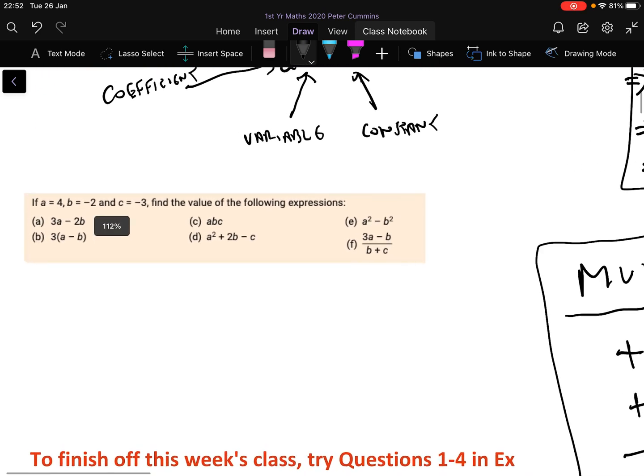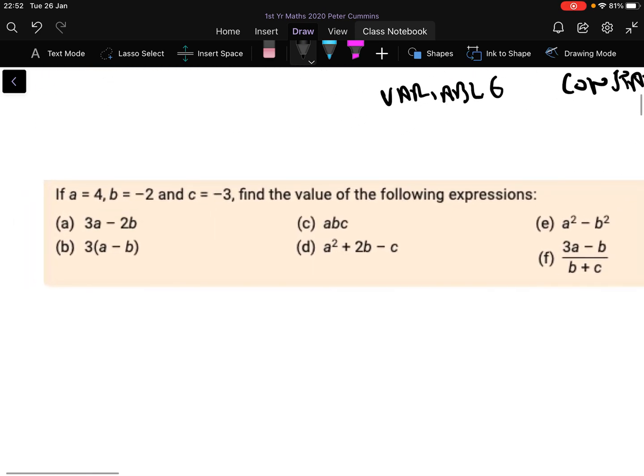One more thing I want you to do is a couple of examples here. So I'm just going to do 2 of these out for you, and you can have a look at the rest of them. So I'll do part A, and I'll do part C, and I'll do 3, and do part D as well. So part A, I have 3A minus 2B.